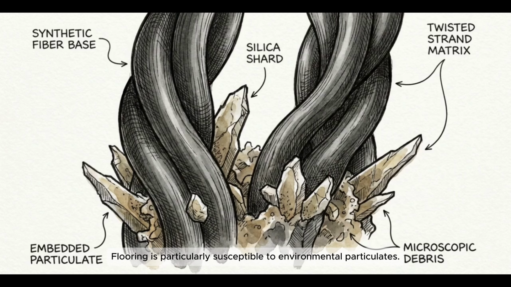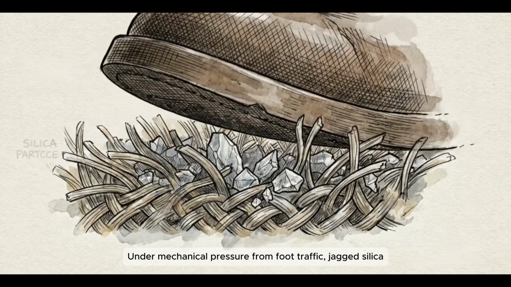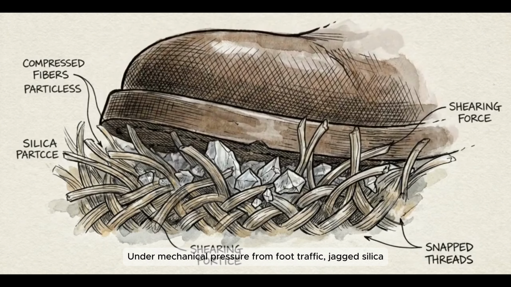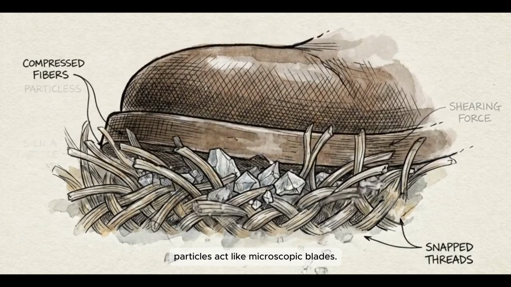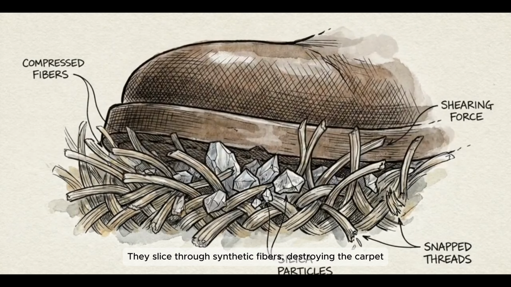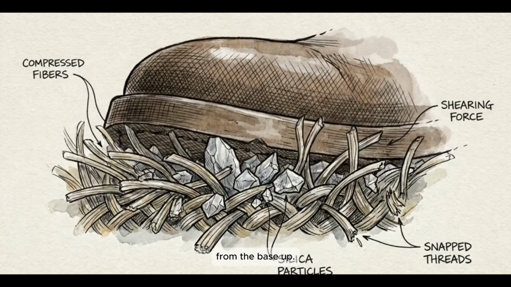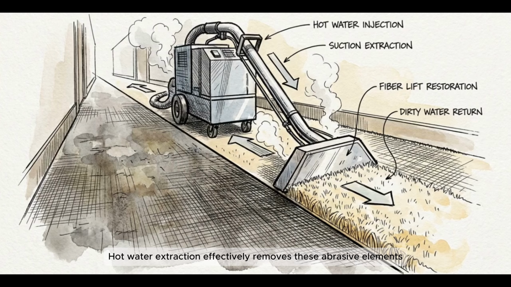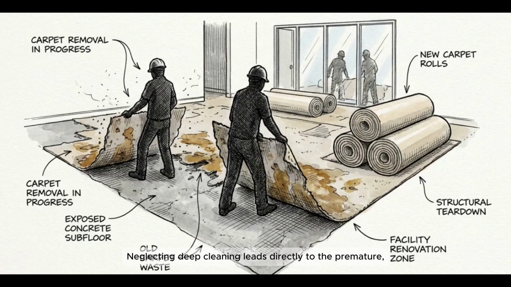Flooring is particularly susceptible to environmental particulates. These sharp elements become deeply embedded into carpet fibers, far beyond the reach of standard suction. Under mechanical pressure from foot traffic, jagged silica particles act like microscopic blades. They slice through synthetic fibers, destroying the carpet from the base up. Hot water extraction effectively removes these abrasive elements before the damage requires a total flooring replacement. Neglecting deep cleaning leads directly to the premature, forced replacement of expensive capital infrastructure.